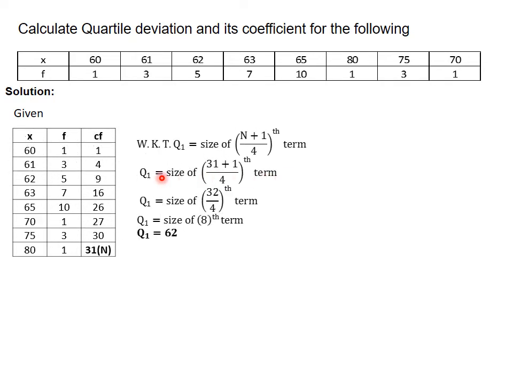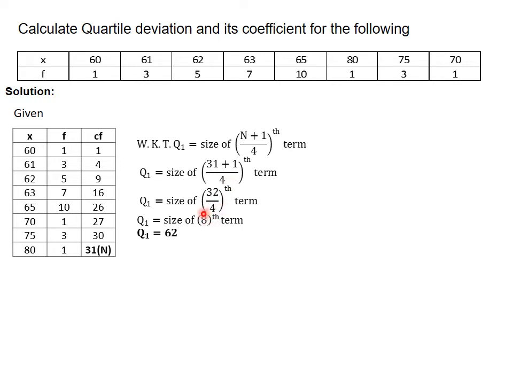So Q1 is obtained with the help of size of (n plus 1) divided by 4 term. Here n is nothing but what? The last value of CF, which is nothing but the sum of frequencies. So 31 plus 1 divided by 4 term. So therefore 32 divided by 4 is equal to the 8th term.